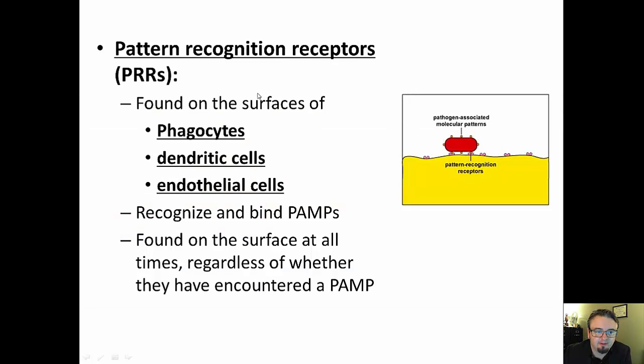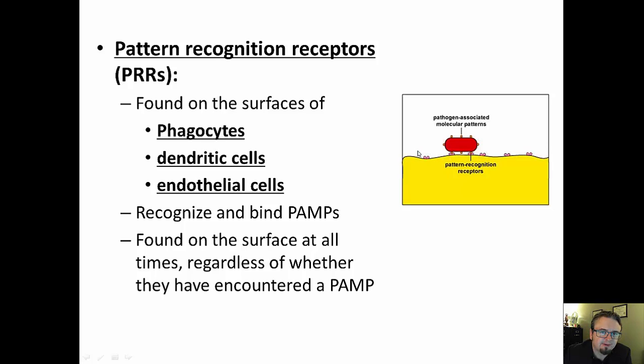Now the way the body actually recognizes the PAMP is through what are called pattern recognition receptors. So this kind of goes back to the lock and key mechanism that we find in many examples in biology. I talked about it in enzymes and substrates, I talked about it with viruses and host cells, and once again we see it here. So the PAMP is like the key, and the pattern recognition receptor is like the lock. And in this case, the PAMP has to bind to a pattern recognition receptor.